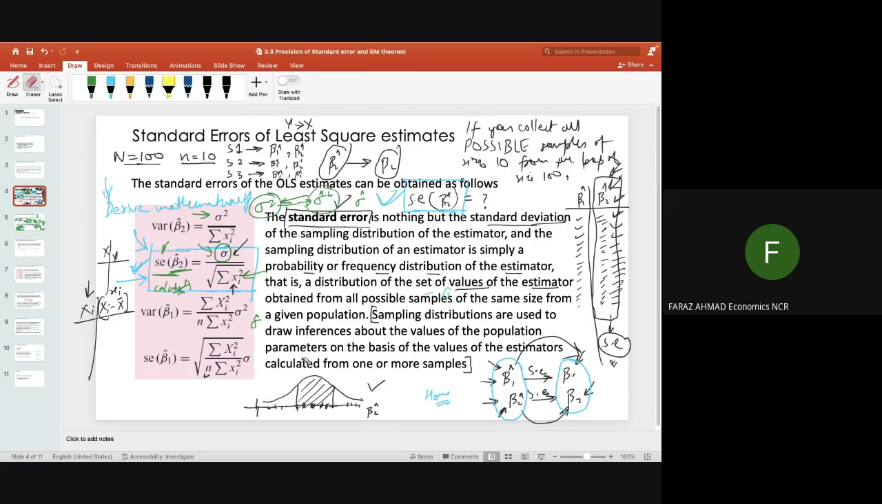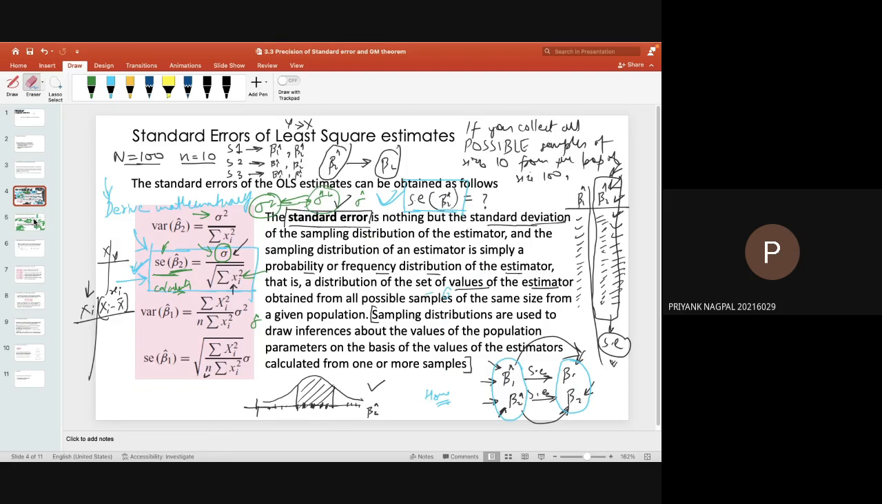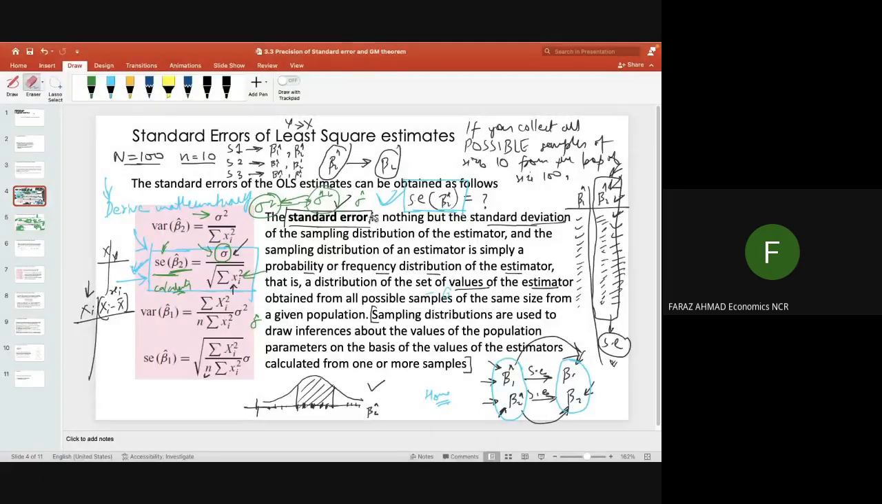So if you want, you can... Could you once again define what you mean by sigma and standard error? Standard error is the standard deviation of the sampling distribution of the estimator, right? We calculate standard error using a process, a set of formulas.